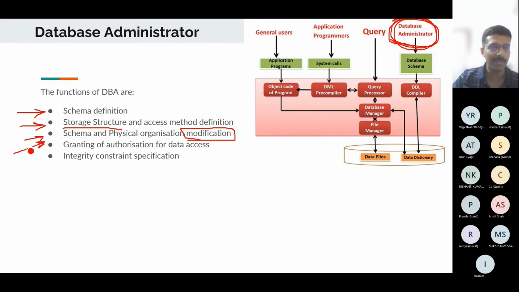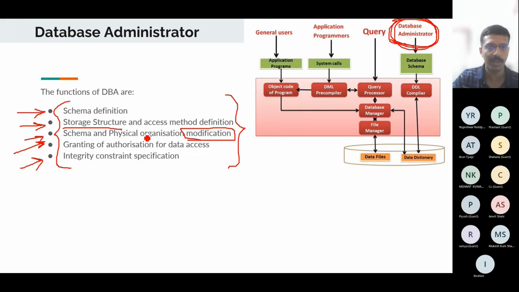And then integrity constraint specification, like what type of data can be accepted, or what constraints need to be put on the data. So all these things, the definition of these and keeping all these, ensuring that all these are getting validated properly.